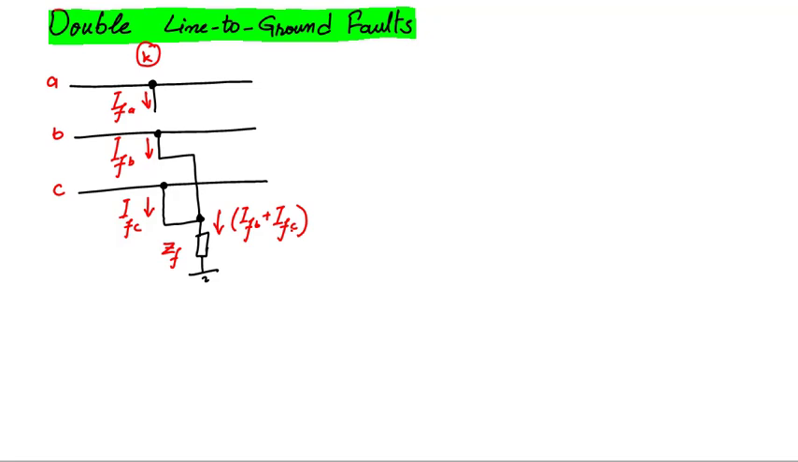Here is the double line to ground fault on bus K of any system. We can see here the phase B and C are first connected with each other and then connected to ground through an impedance ZF. Current which is flowing into the fault is IFB plus IFC. So the sum of phase B and phase C current is known as fault current in case of double line to ground fault. So the procedure will be the same.